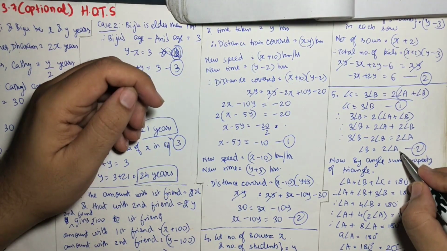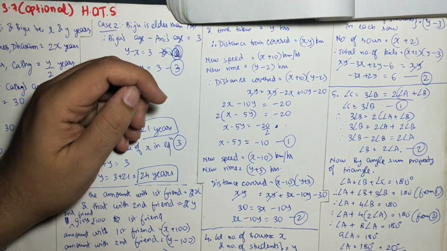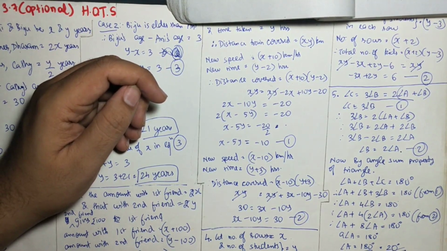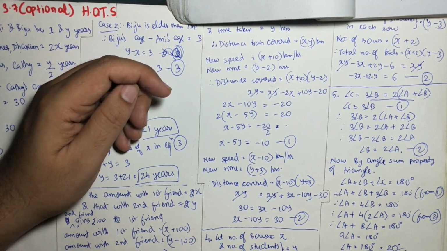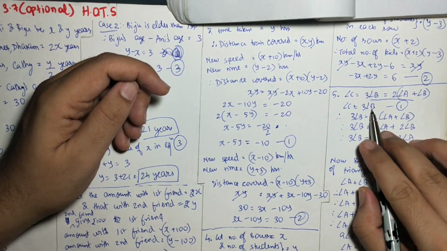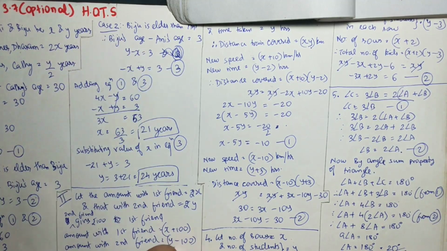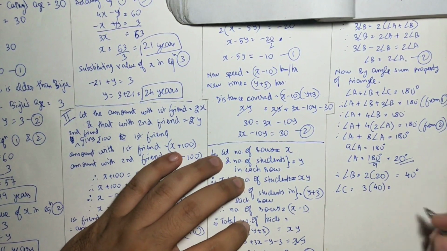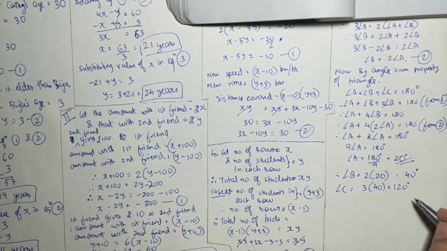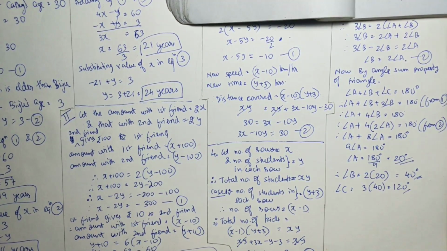Using this we can get angle B. So angle B will be equal to 2 multiplied by 20, that is 40 degrees, and angle C will be equal to 3 times angle B. 3 multiplied by 40 will equal 120. Just in case, add all these three, it should come to 180, which is the angle sum property of a triangle.